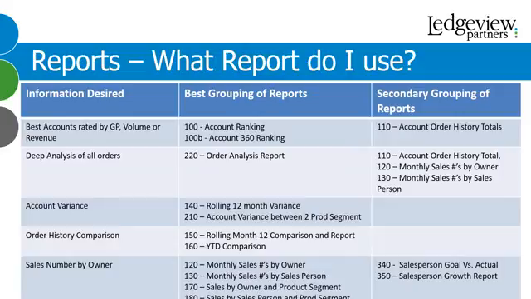Sales numbers by owner. Touched on it briefly before. 120 and 130, it's your monthly sales. And 170 and 180 is overall sales and product segment. Some other reports to utilize there is Report 340 and 350, but those are more goals or growth of your salespeople.